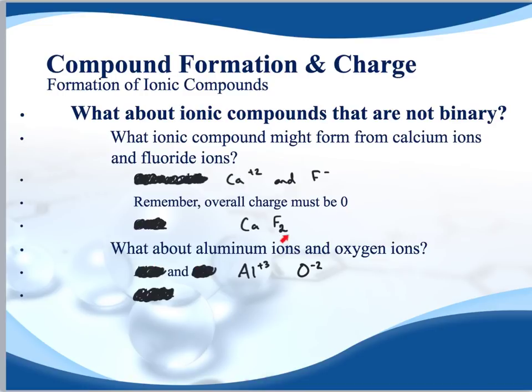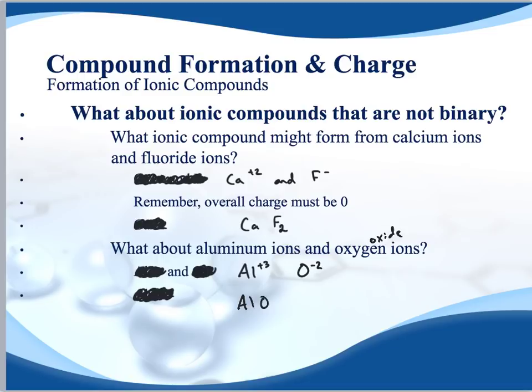So let's try something that may not be quite as obvious. What about aluminum ions and oxygen ions, right? These are actually called oxide ions if you check your ion sheet. Aluminum has a +3 charge, and oxygen forms a -2 charge when it forms an oxide ion. Well, if you just have one of each, I end up with a net of +1 overall, so that can't work. And there's no way for me to do this where I have one of either of the ions. I'm going to have to make sure that it adds up to 0.